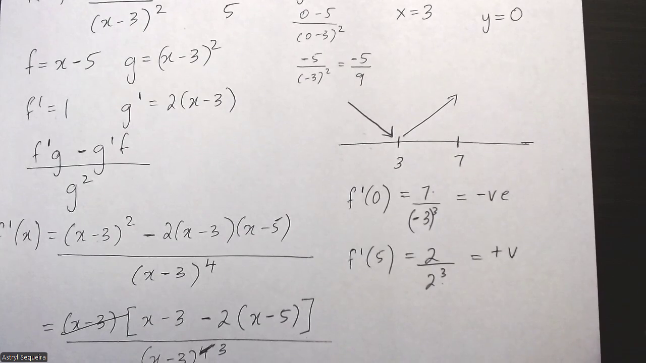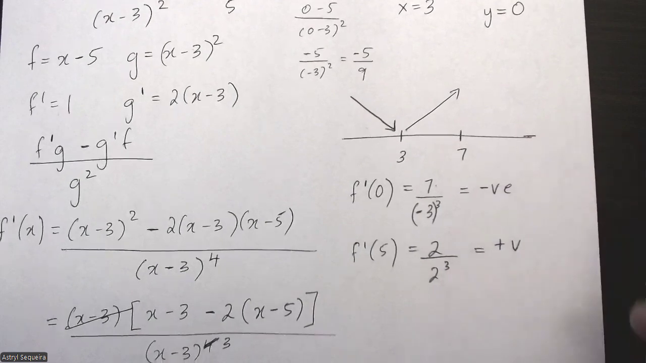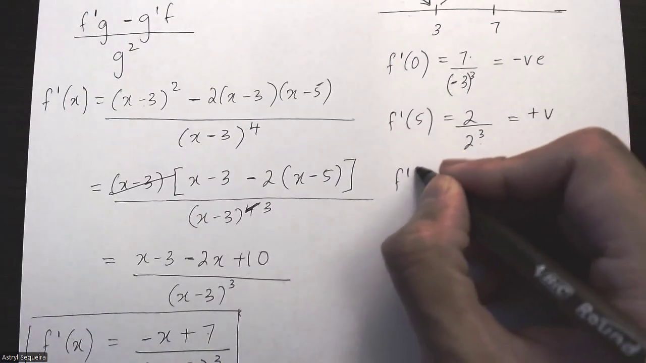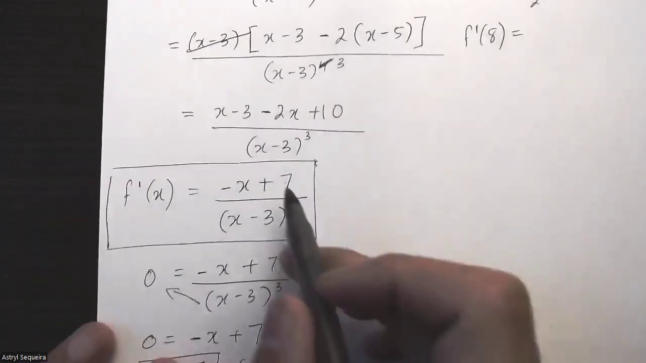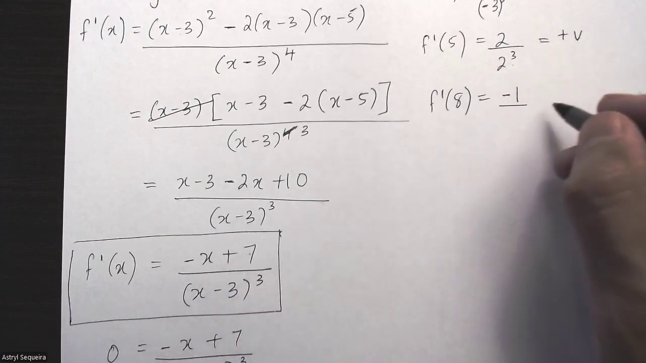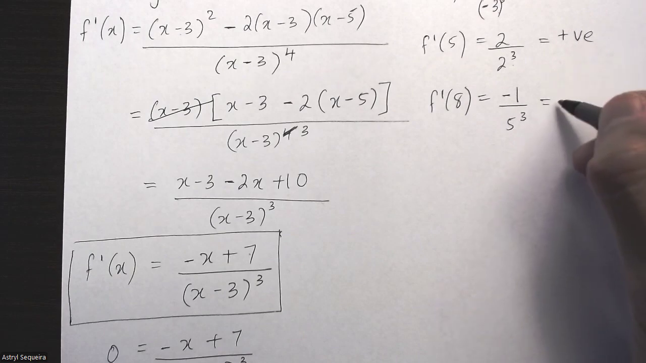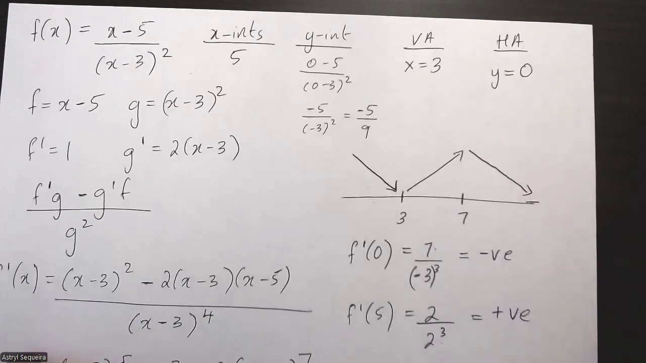And then pick a value over here. We'll do f prime of 8. So f prime of 8, if I sub into this equation, on the top I'll have negative 1, and on the bottom I will have 5 cubed. Negative divided by a positive is a negative. Means that this is decreasing again over there.